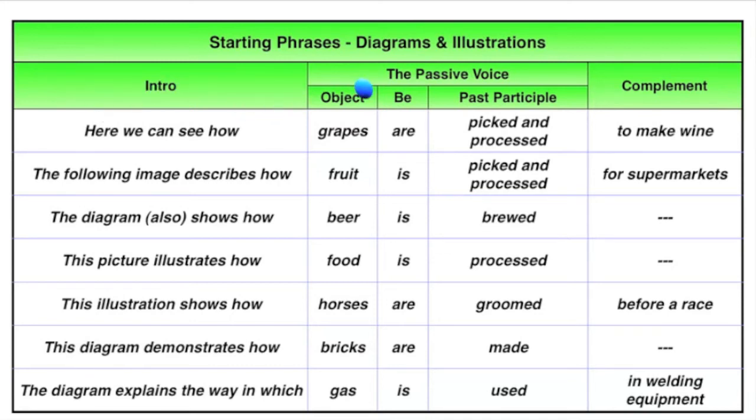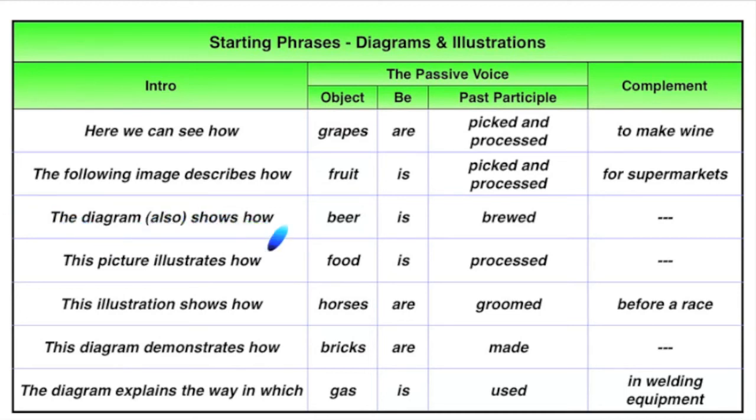Here we can see how grapes are picked and processed to make wine. The following image describes how fruit is picked and processed for supermarkets. The diagram also shows how beer is brewed. Here you can see I've put in also as an option, because you may not use it as the very first sentence in the paragraph. You may use it in a different way, maybe in a later paragraph or a later sentence.